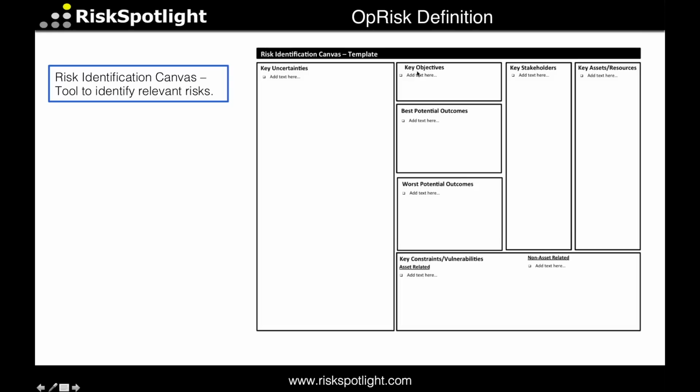But the idea is to take one or two key objectives, you list them down here, and then you work out what could be the best potential outcomes in relation to that objective. So if all the uncertainties were to be positive, what would be the positive outcome? And then you list some of those positive outcomes.